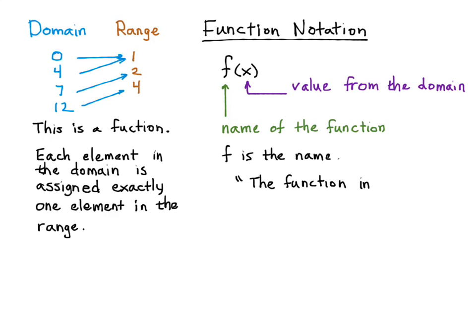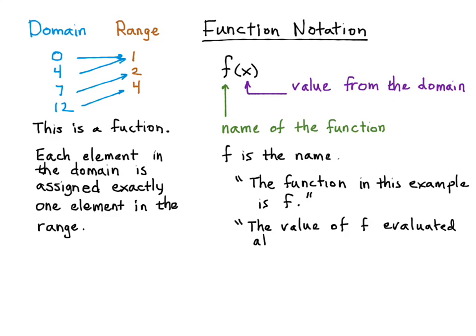Okay, so let's go through some semantics here. The function in this example is f, and then the value of f evaluated at x is f at x. Think about this as a subtle difference. F at x is the value of the function evaluated at x. F is the function.